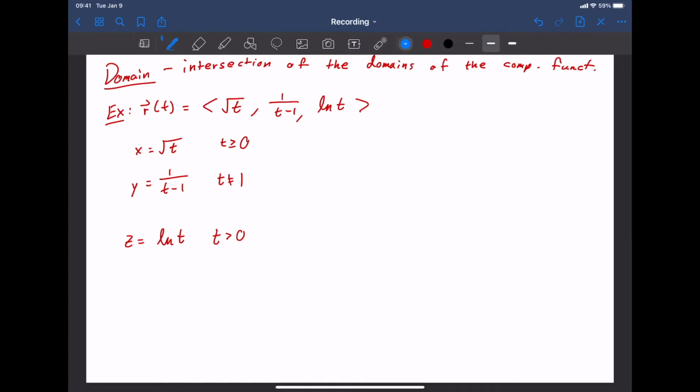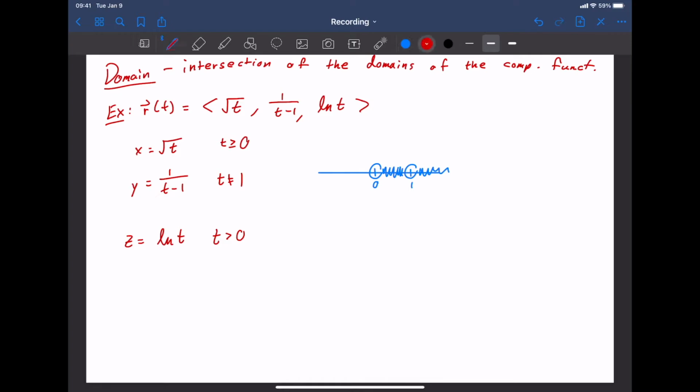One strategy I've seen some students like to use is a number line strategy. So clearly 0 and 1 are important pieces here. We can't have 0. We can't have 1. So I'm going to put open circles. And where else are we allowed to have? Everywhere greater than 0, but we're skipping 1.